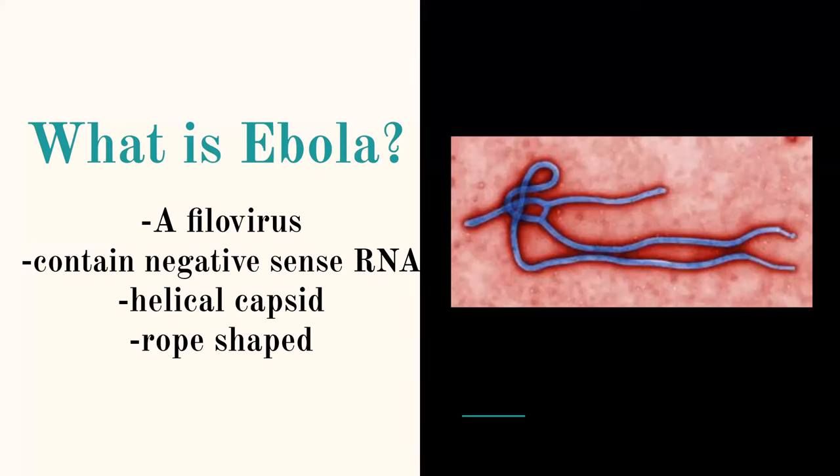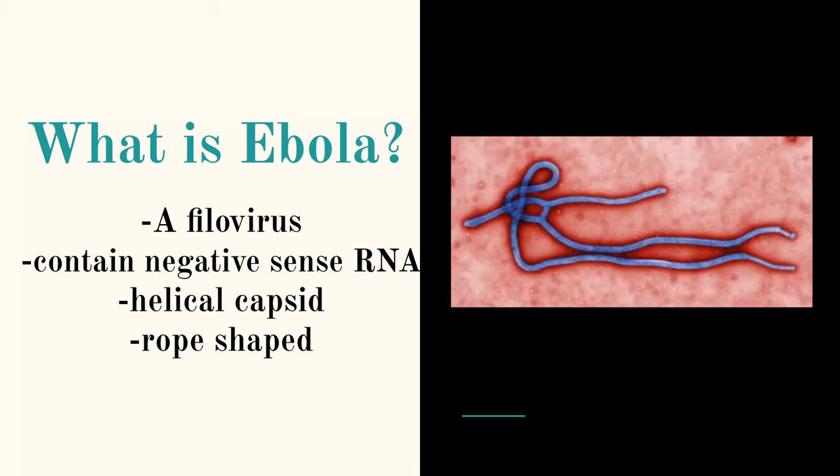All right, so we're talking about Ebola. What is Ebola? First, we classify Ebola as a filovirus. Other filoviruses we have are Hantavirus and Marburg virus. These are in the category of filovirus. It contains negative sense RNA. We'll talk more about that here in a second.